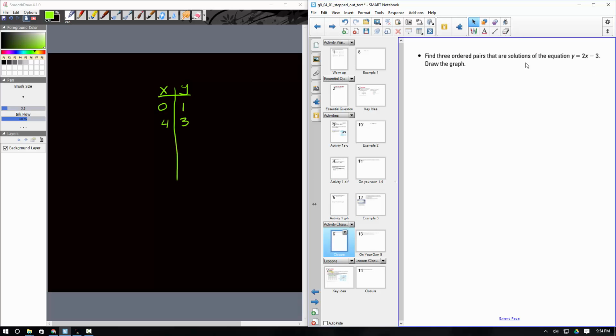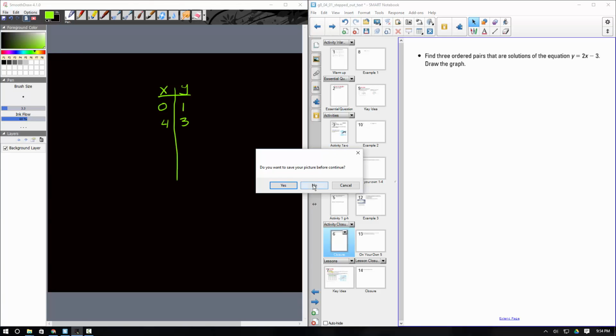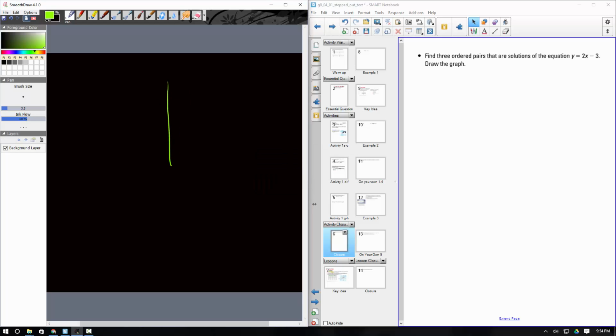It says find 3 ordered pairs that are solutions to this right here. So let's go through and find 3. Again, I like to start easy. I like to do 0. So I'll have x and y, and let's just do 0. 2 times 0 is 0, minus 3 is minus 3. If I plug in, let's say, a 4, 2 times 4 is 8. 8 minus 3 is 5. And let's just do 10. 2 times 10 is 20, minus 3 is 17. So these would be all different solutions that I'll have.